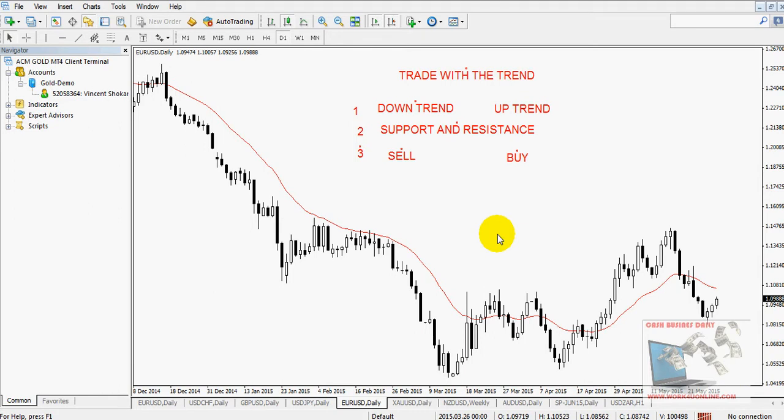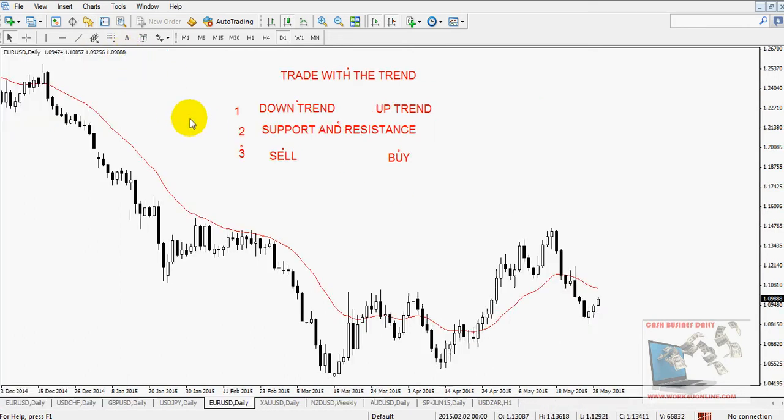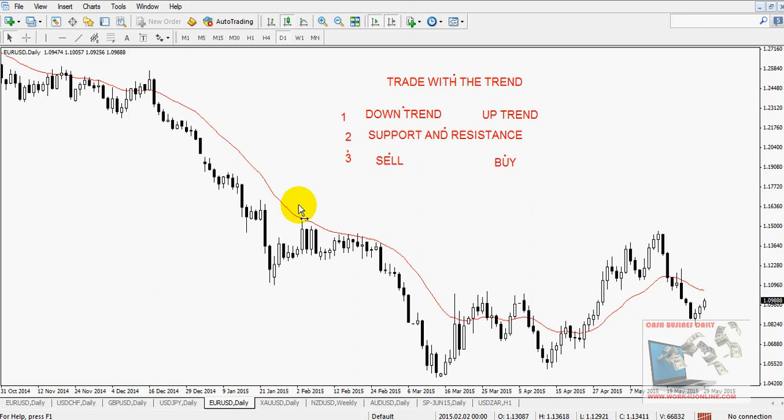Here, let's look at trading with support and resistance. I'll be looking at the chart, the Euro US dollar, the daily chart, and we'll start with a few rules. First, when you trade, I always advise that you should trade with the trend. Firstly, look if it's a downtrend or an uptrend.